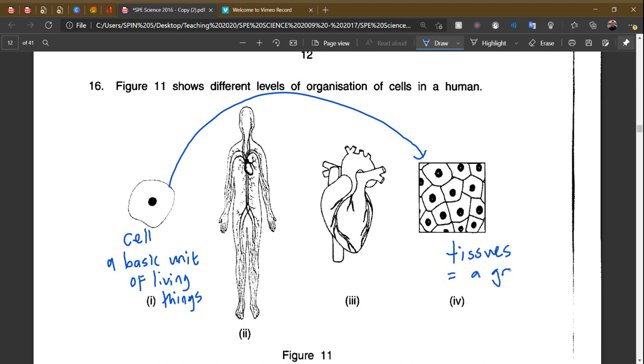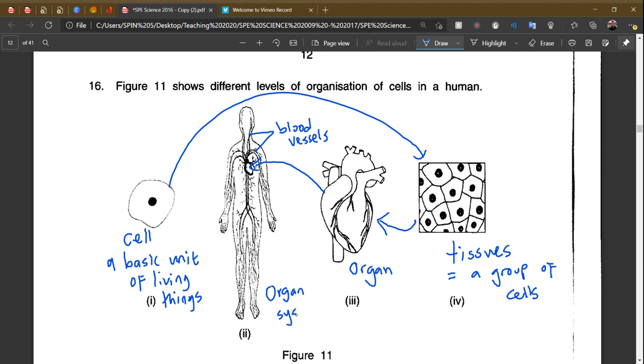So tissues are groups of cells. And different kinds of tissues can work together to become organs. So for example, the heart is an organ and it's made up of several tissues. There is muscular tissue, there is cardiac tissue, there's elastic tissue, different kinds of tissue combined together to perform one function. And your heart, the organ, is part of this whole thing. You have the heart, you have the blood vessels, and when a group of organs are working together, we call that an organ system.